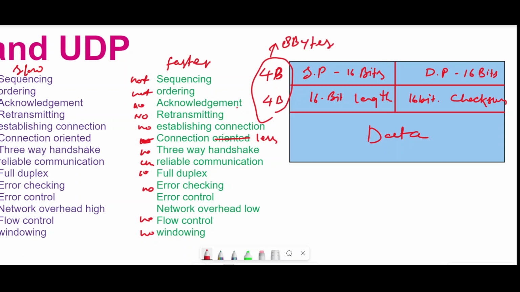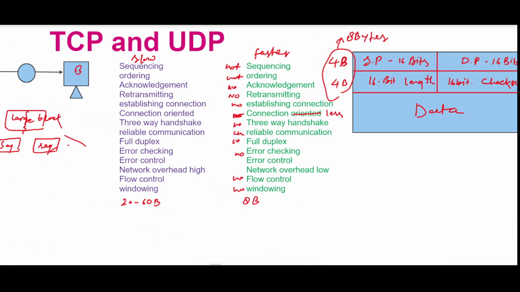If you want to compare on the basis of format, then UDP is 8 bytes and TCP will be 20 to 60 bytes. Clear? This is also a feature. Now, as we know, TCP does not trust any other layer, so it has its own checksum field, and UDP also has a checksum field.